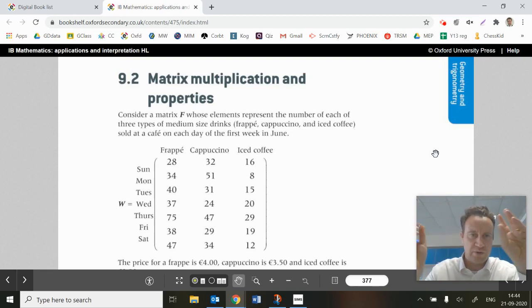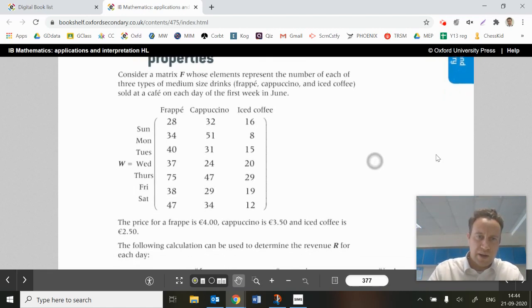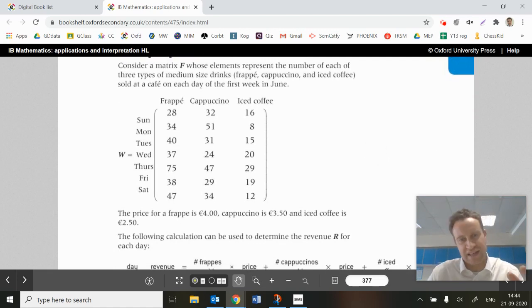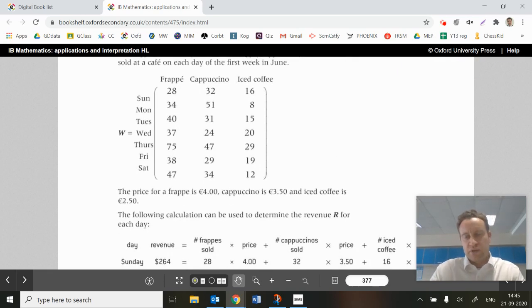You've got this one about frappes, cappuccinos, iced coffees, and the days of the week associated with each of those items, and the numbers which are sold on each of those days of the week essentially. That's pretty nice, as a matrix, and then they add in prices, and so ultimately you're going to need to find out the total amount of money that's made in each week or per day or whatever. Okay, and we're going to do that through matrices.